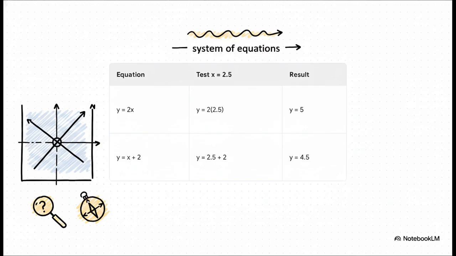Let's test that guess of x equals 2.5. In the first equation, 2 times 2.5 gives us a y of 5. In the second equation, 2.5 plus 2 gives us a y of 4.5.